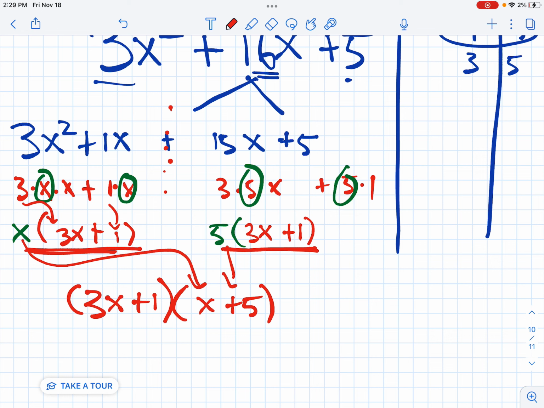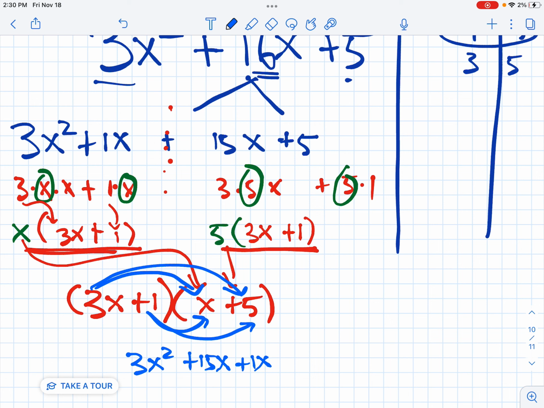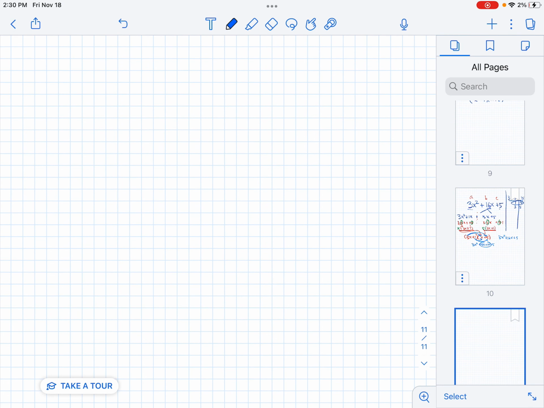Let's go back and check and make sure we did that right. If I want to check here, let's do this. So 3x times x is 3x squared. 3x times 5 is 15x. Now let's go underneath. This is 1x, and finally, this is 5. So I have 3x squared plus, combining the like terms, I've got 16x plus 5. Okay, so let me give you a question to practice on this. Go ahead and give this one a try.